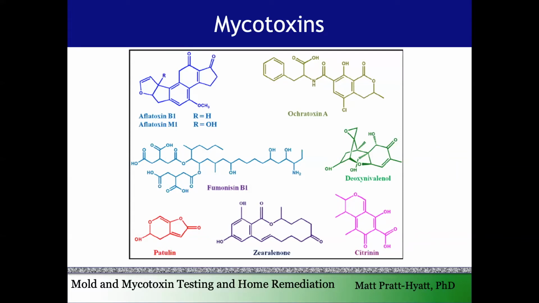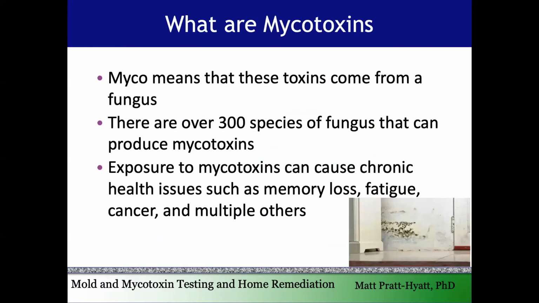And then the sources are quite a bit different. Like ochratoxin, you're going to find a lot in water damaged buildings. Patulin comes mostly from apple exposure. So there's a lot of differences here. Deoxynivalenol is mostly found in animal feed. It's more of a plant mycotoxin or an animal feed mycotoxin than exposure to humans, really.